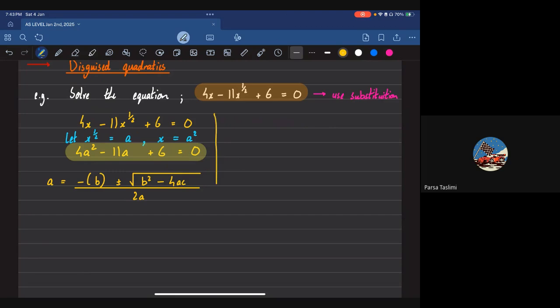Then simply solve the rest over here. What is the value of a going to be, Parsa? Kindly calculate it on your calculator and let me know the answer. So it's going to be minus 11 squared minus 4 times 4 times 6 over 2 times 4.